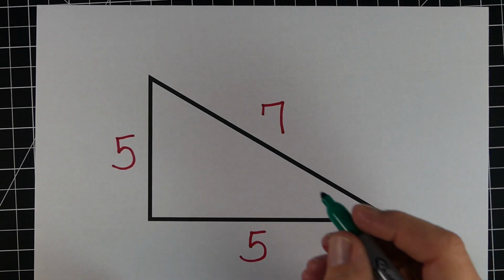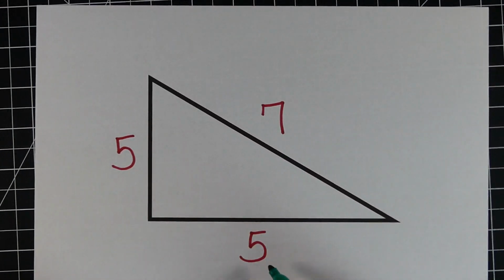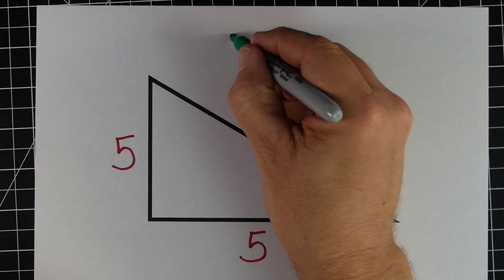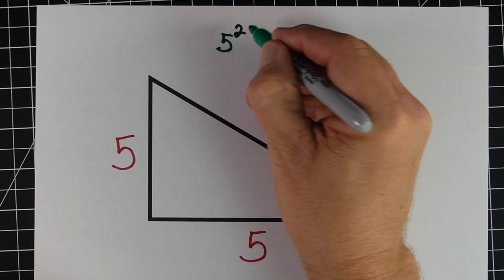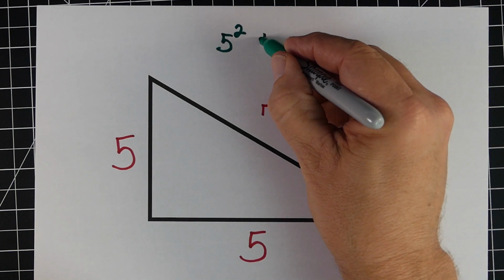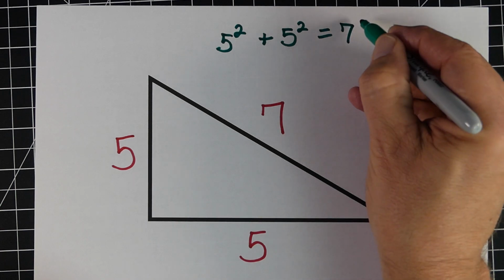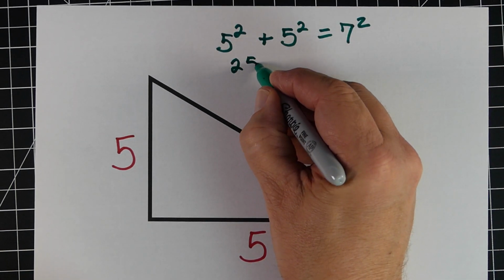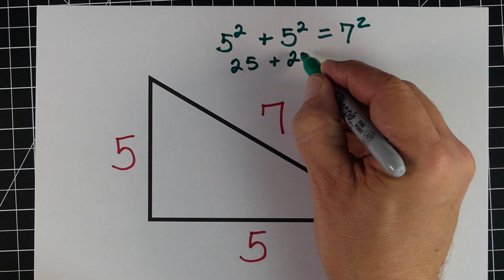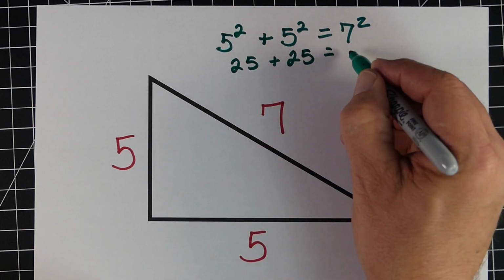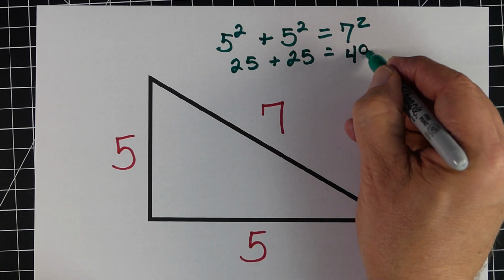All right, next up, example number 4. Trying to determine if these are actually right triangles. So we've got legs of 5 and 5, and we have a hypotenuse of 7. So we'll take 5 squared plus 5 squared, and that should equal 7 squared. Okay, so 5 squared is 25, 5 squared is 25, and 7 squared is 49.